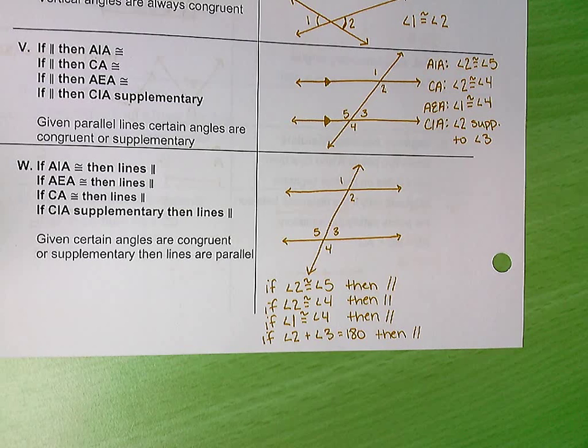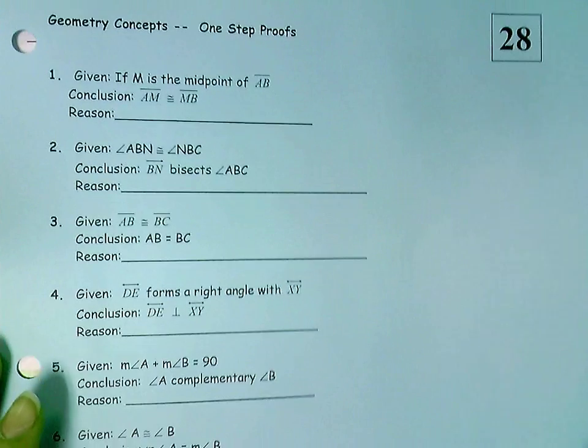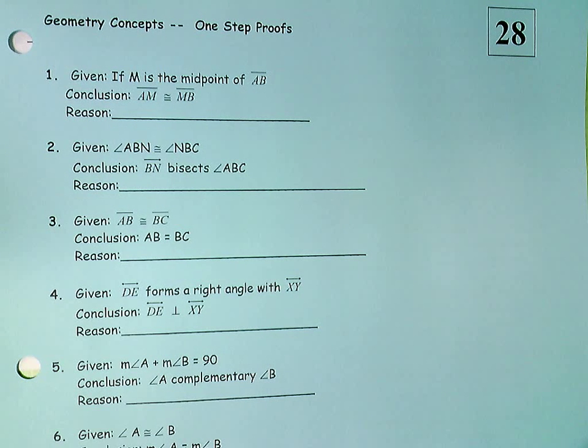All right, so if you look at your sheet, wow, it's a great color. What you're doing is reading what you're given and then the conclusion they came to. In the first one, I'm given if M is the midpoint of segment AB, and they're concluding that AM is congruent to MB, you want to state the property or reason how they came to that conclusion, and it is the midpoint theorem.